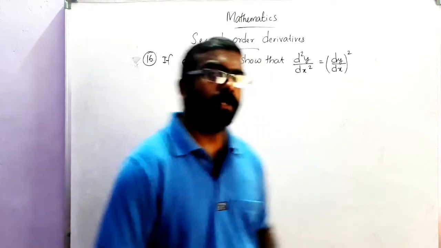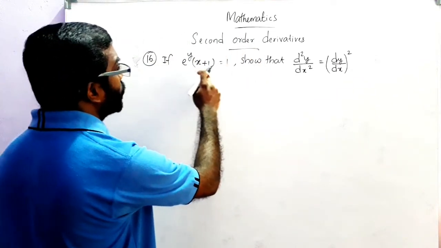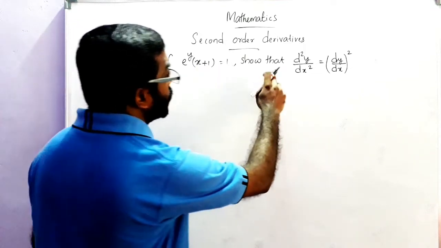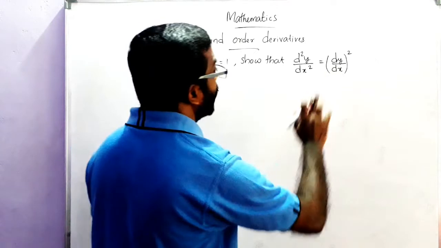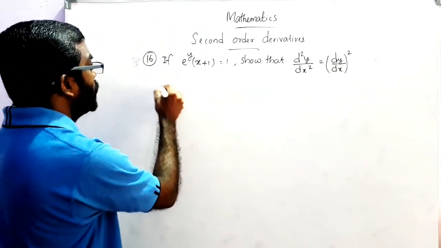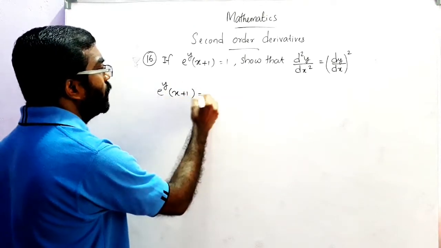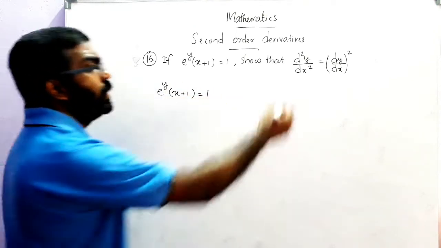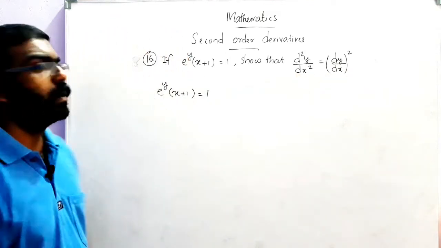Now we move on to the next question. If e^y (x + 1) is equal to 1, show that d²y/dx² equals (dy/dx)². So given that e^y (x + 1) is equal to 1, and we have to prove d²y/dx² is equal to (dy/dx)².